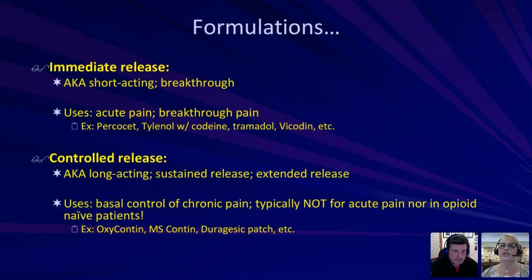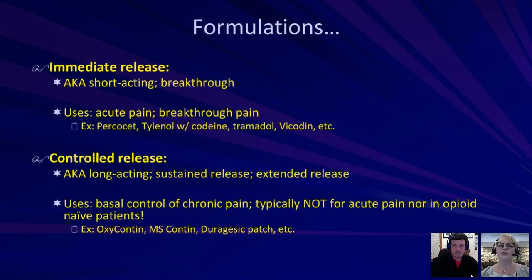Controlled release medications are also known as long acting or sustained release or extended release. And I'm going to show you quickly as we go through the meds some examples of those so you can recognize their brand names in your patient's profile when they are giving you their list of meds. But the difference with our controlled release substances, long acting, extended release, all these different names, is that these are used to give basal control of pain, typically in a chronic pain patient.